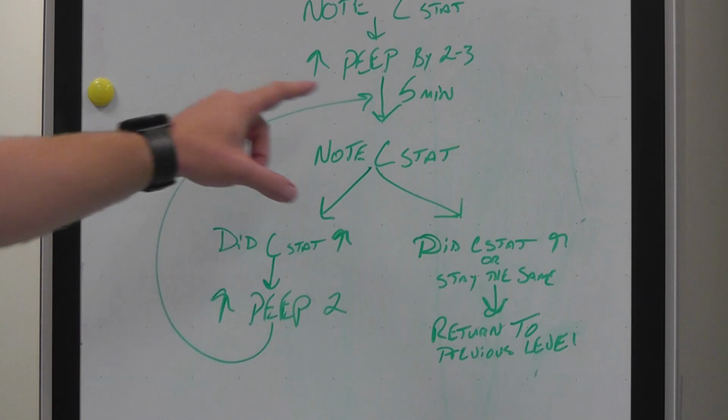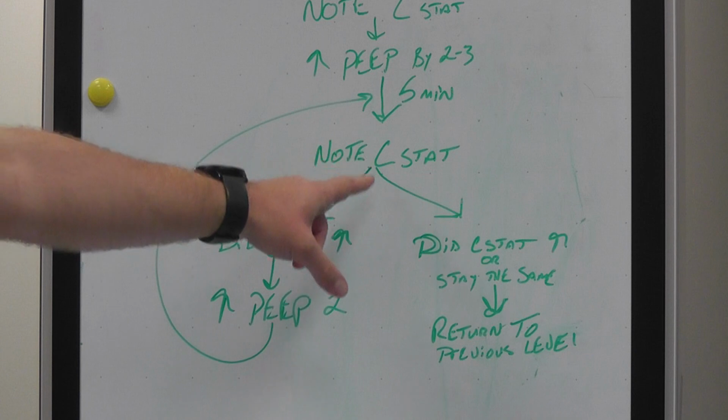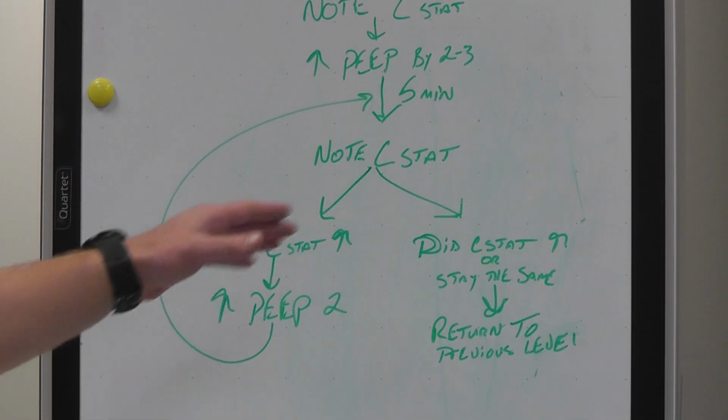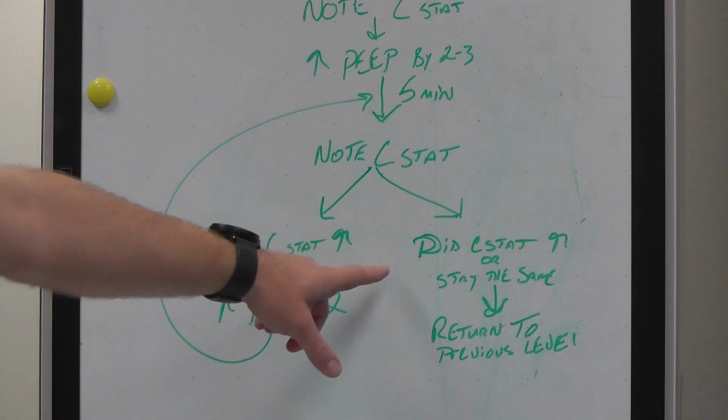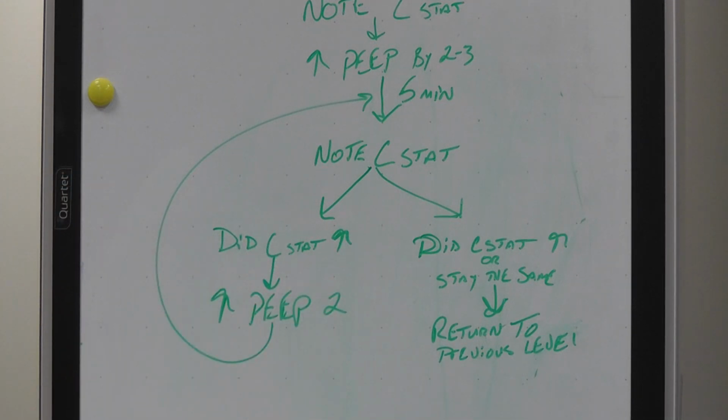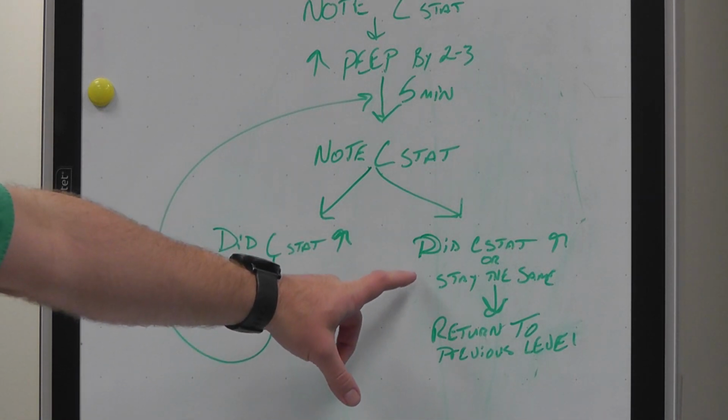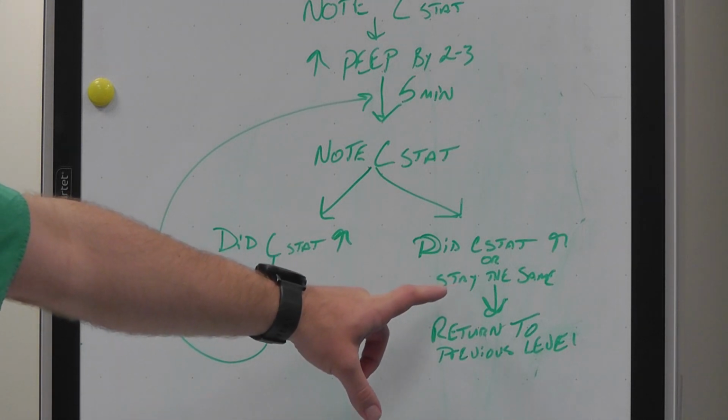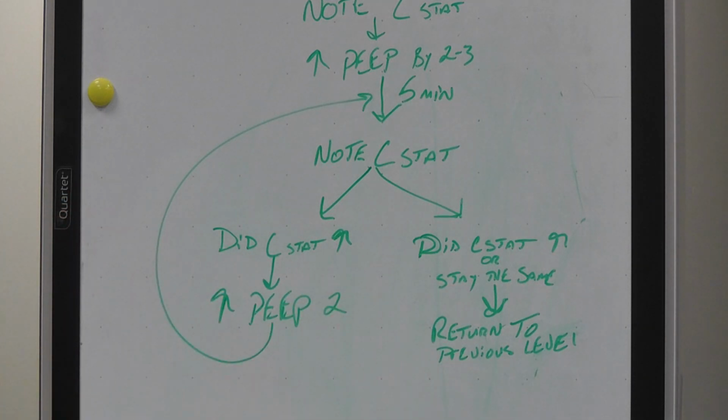Then 5 minutes later, you note the static compliance and ask, did it go up or did it go down? If it went down, if that number got smaller, then you've reached the best PEEP for the compliance of their lungs. Anything above that, you potentially are doing damage and over-distending the alveoli. So if it went down, or stayed the same, you go back down to whatever your previous level was.